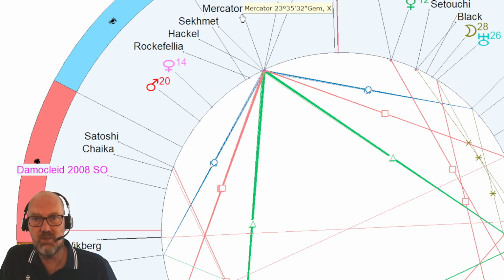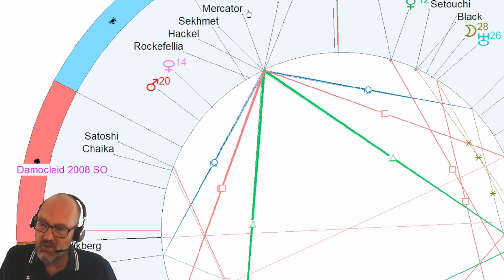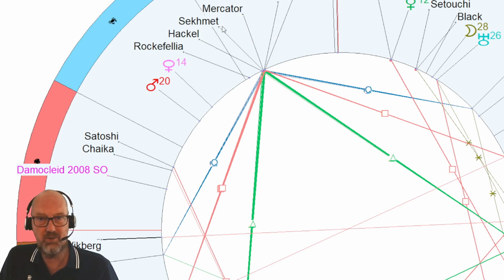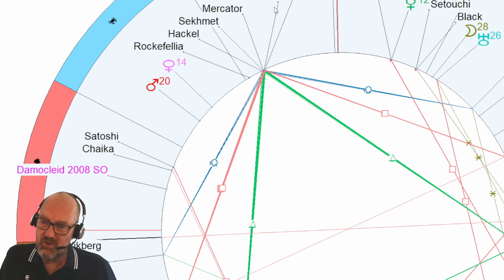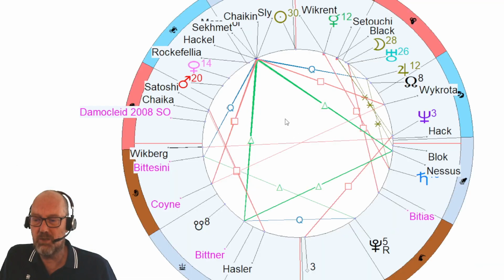Mercator is a businessman interested in money. So we have here the hackle and also chain. What you see here is the hacking of the blockchain by a sly businessman who is ruthless. That's basically what this says. The hacking of a chain by a sly businessman who is ruthless. And that would be Larry Fink of BlackRock.